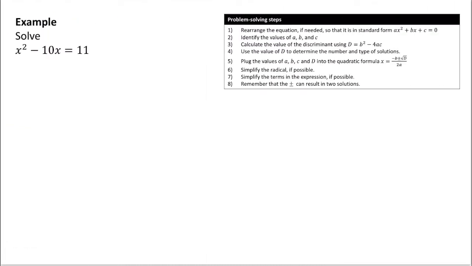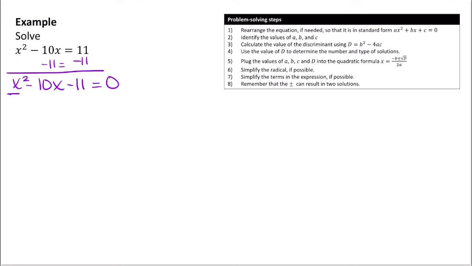Well, this is not in standard form, but that's okay because we can just go ahead and rearrange it. So I want this to be set equal to 0, so I'm going to go ahead and subtract 11 from both sides. So when I subtract 11 from both sides, I get x squared minus 10x minus 11 equals 0. Okay, so now I can identify the values of a, b, and c.